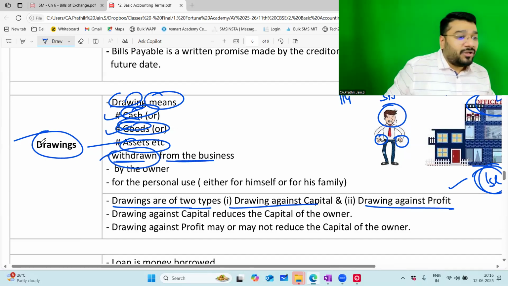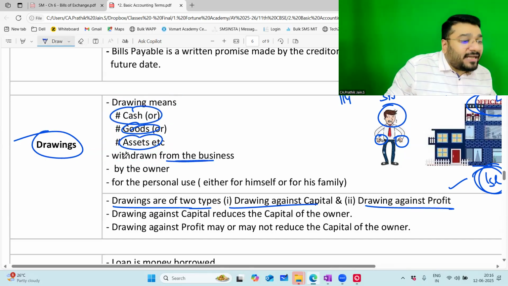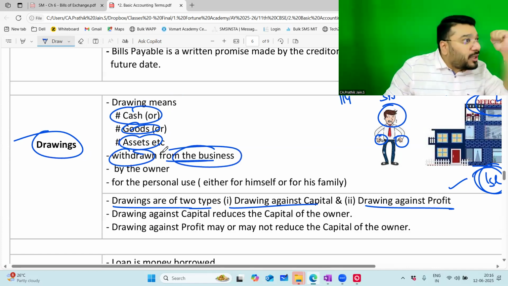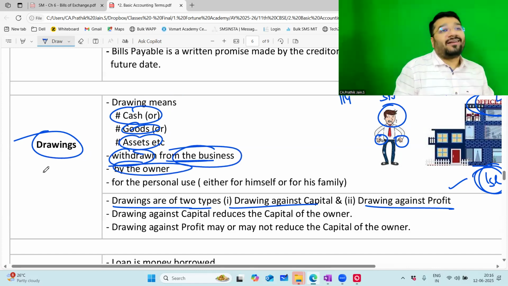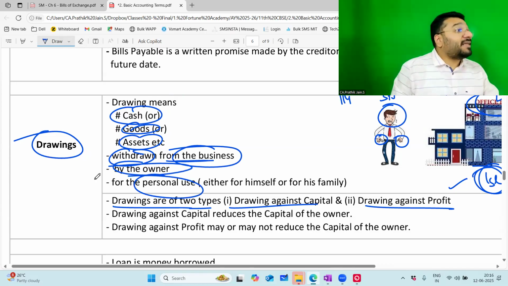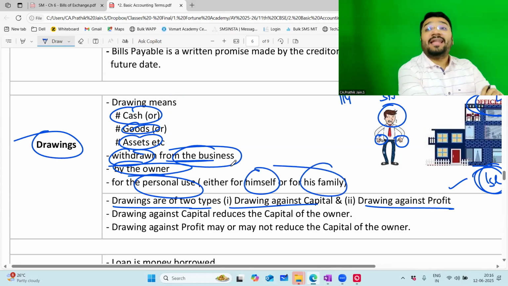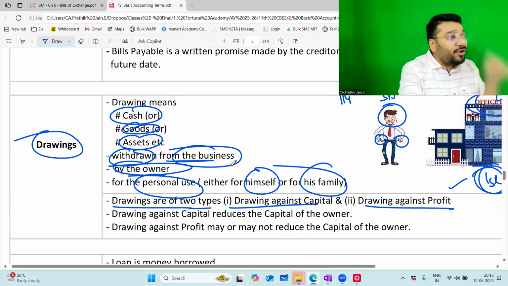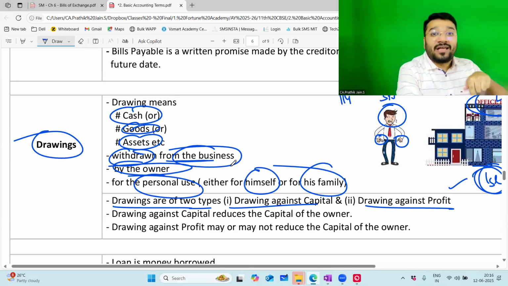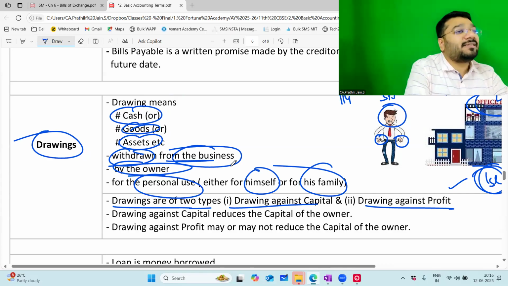So drawings means what? Drawings means cash, goods, or assets withdrawn from the business. Who withdrew it, boss? The owner. For what purpose? For personal use. Personal use means what? Either for himself or his family. So any money, goods, or asset withdrawn by the owner from the business for personal purpose is called drawings.